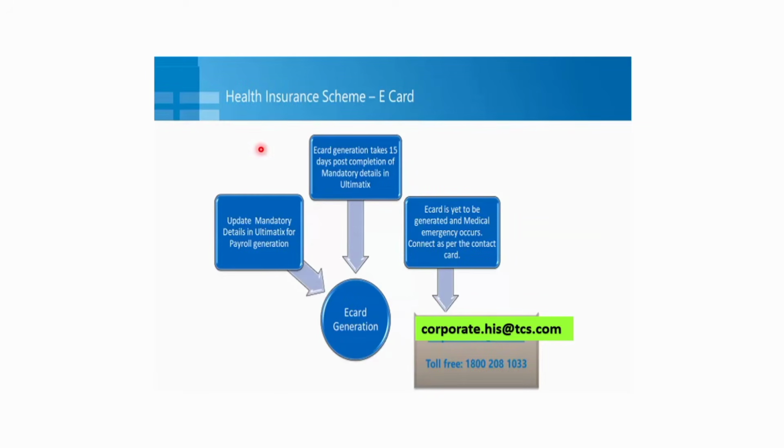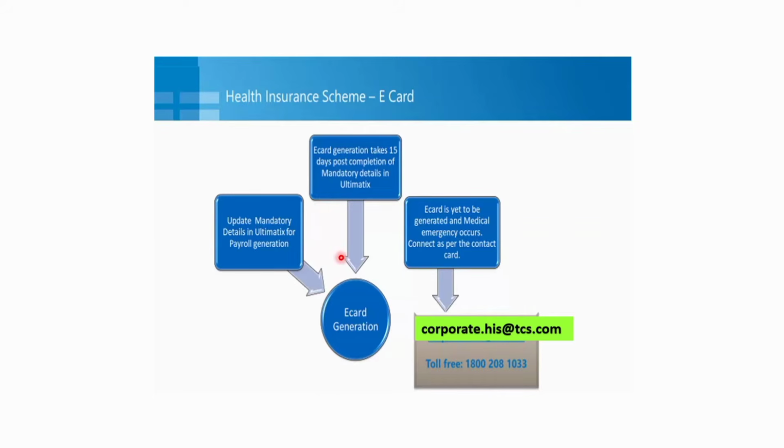Now let us have a look at the e-card generation. Update all the mandatory details in the Ultimatics for payroll generation. So you will do this for payroll generation. The e-card generation takes about 15 days post completion of mandatory details in the Ultimatics. So after you complete all the mandatory details in the Ultimatics, you fill the forms and everything and submit it, then your e-card will take around 15 days to get generated.